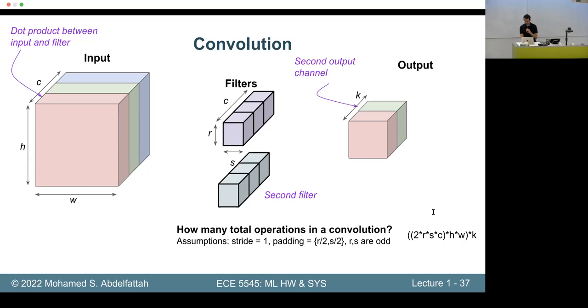So James is asking, is the 2 from bias and activation? So I'm not showing bias here, actually. So you're right, a convolution layer also has a bias. I'm just, 2 is multiply and add. So multiply is 1, multiply plus add is 2 operations. So that's always the distinction.